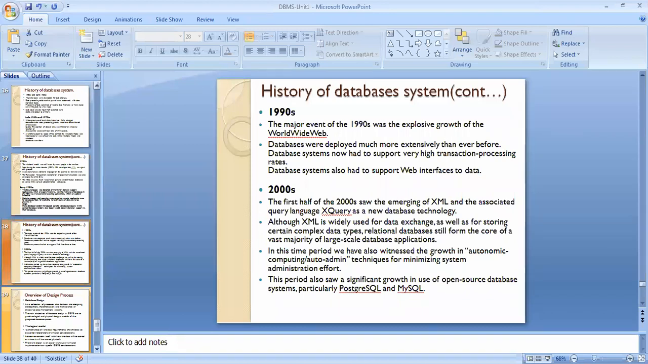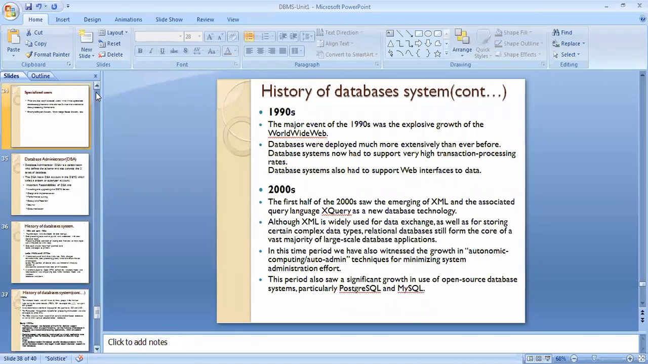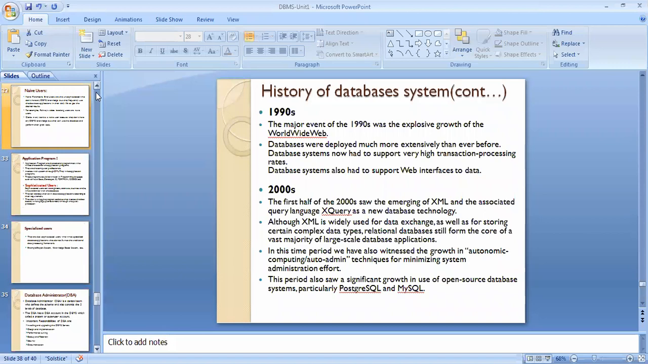Just remember a few important points in this slide: when System R and SQL were invented, as well as the turning point of the database.